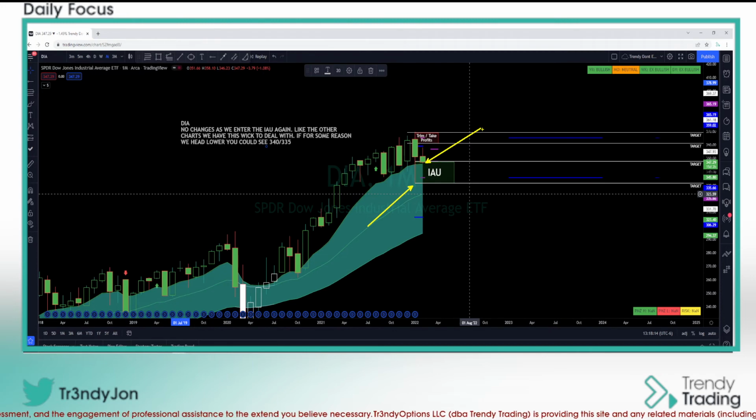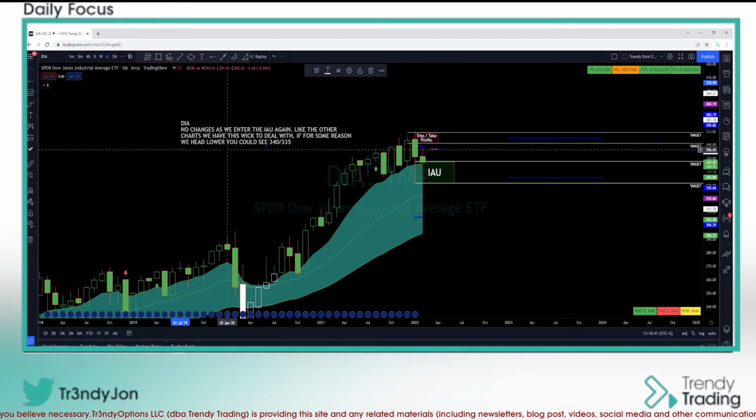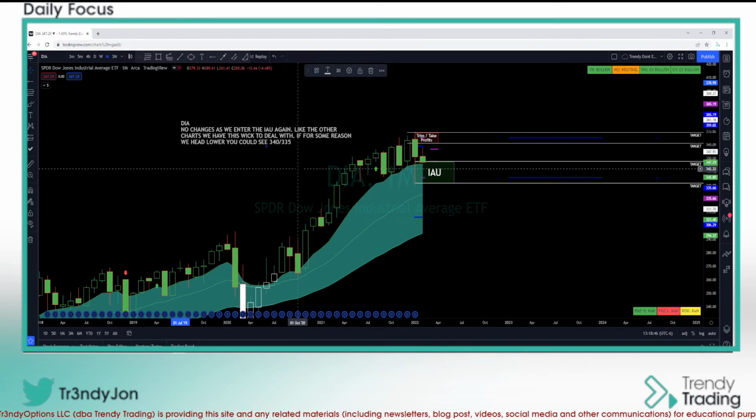Let's just say that SPY and the Qs are kind of showing you what's going on. Well, the Dow was strong when those guys were pulling back more than the Dow. The Dow has a little bit more room to pull back. So as I said, if for some reason we head lower, you could see 340 by 335. Overall, I'm neutral again on this chart.